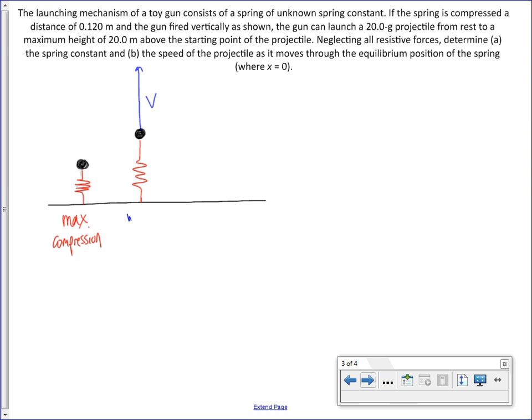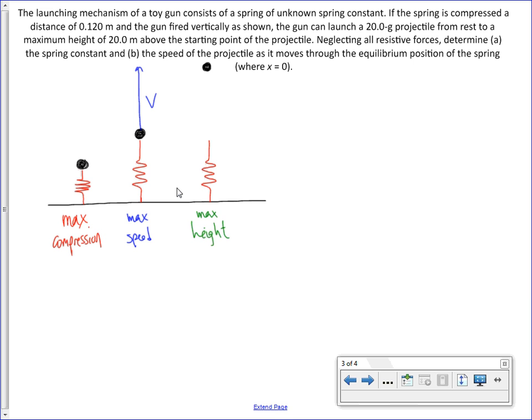We'll call that max speed. And then later, here's the spring still at its natural length, and here's the object up here at the highest it ever gets, max height. Right? Good.